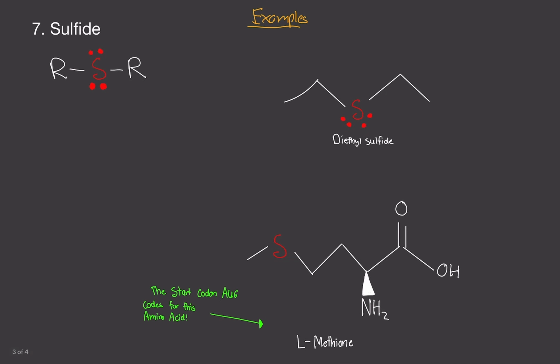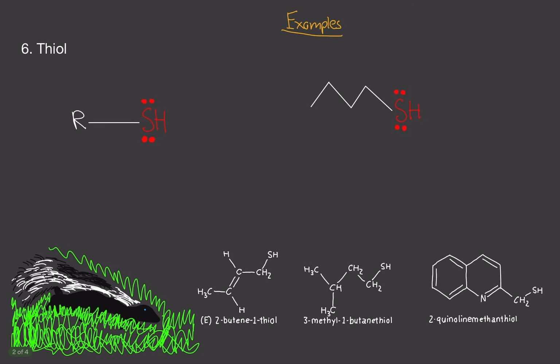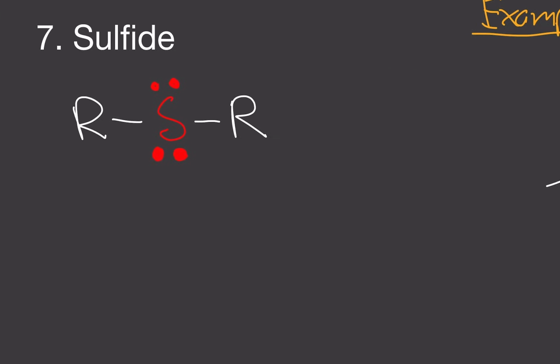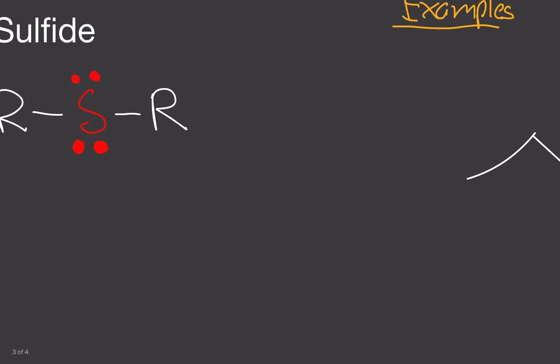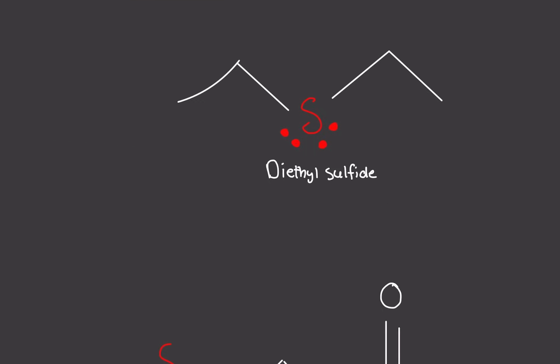Now we have the sulfide group. The sulfide group is basically identical to the thiol group, except we have replaced the H, the hydrogen, with an R group. So it's basically a sulfur bonded to 2 carbon atoms, or 2 whatever atoms you want it to be that's not hydrogen. So here's an example: diethyl sulfide. Just like diethyl ether, this is diethyl sulfide. Instead of an oxygen, we have a sulfur atom.